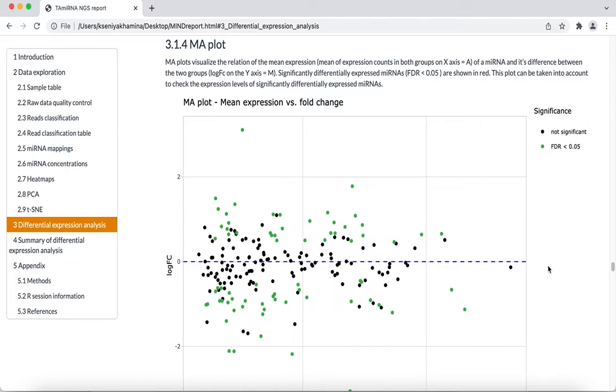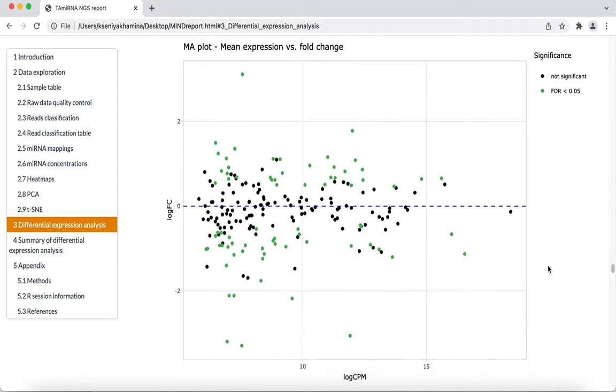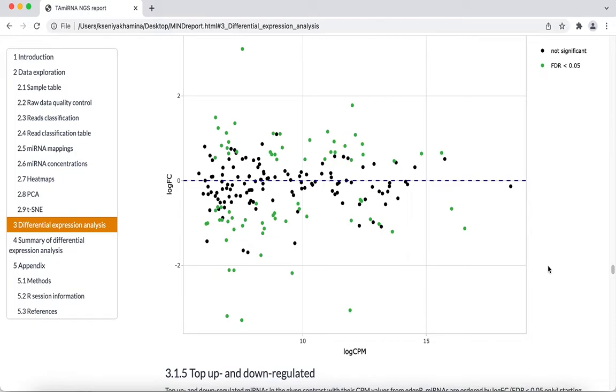3.1.4 MA plot. The MA plot allows us to visualize the relation of the mean of expression counts in both groups on the x-axis, A, of a microRNA, and the differences between the two groups, the log-fold change, on the y-axis, M. Significantly differentially expressed microRNAs with FDR below 0.05 are shown in red. This plot can also be downloaded.